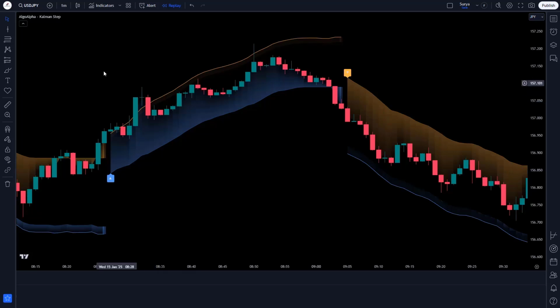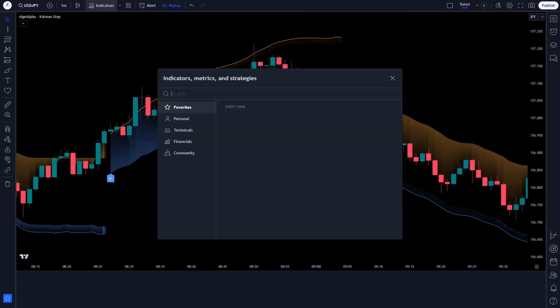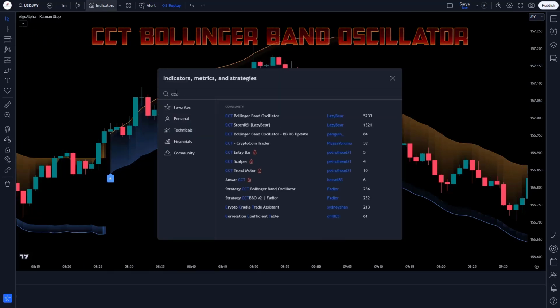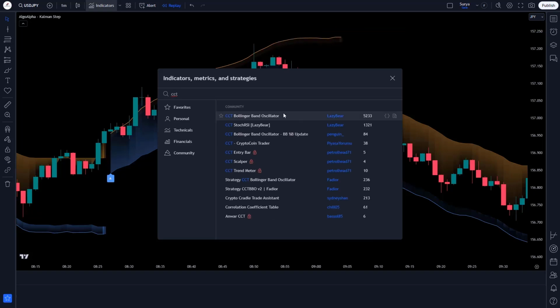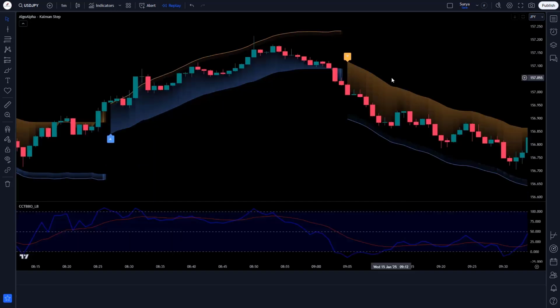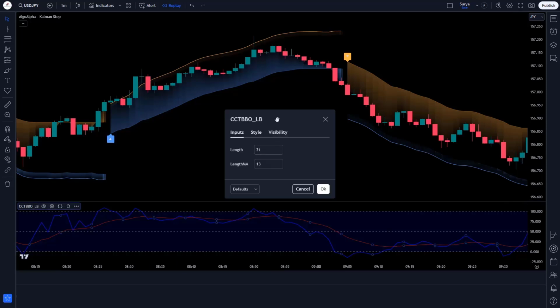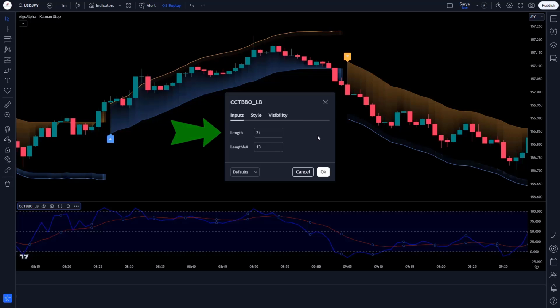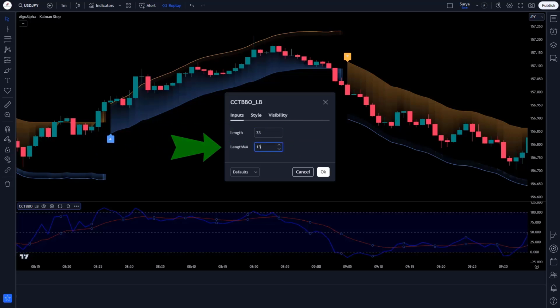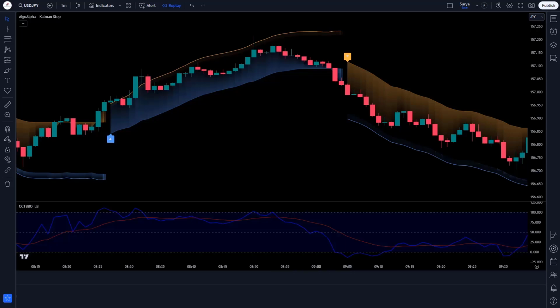We have to put another indicator on the chart. We will search CCT Bollinger Band Oscillator in the search box of TradingView. We will add this indicator to the chart. Now we will click on the settings icon of CCT Bollinger Band Oscillator Indicator. In length, we have to change 21 to 23. In length MA, we have to change 13 to 14. We have to save this setting. Friends, our trading setup is ready.